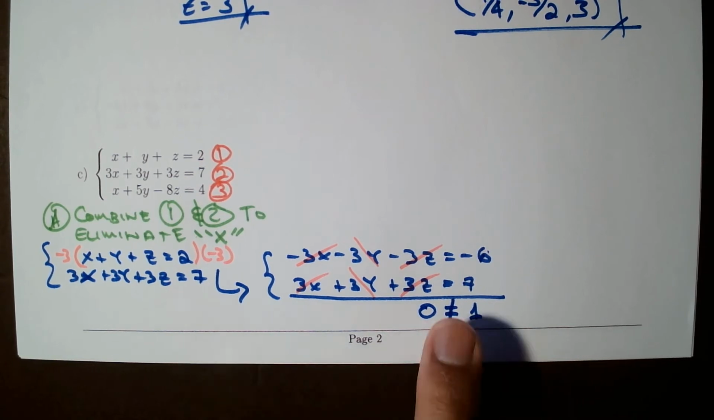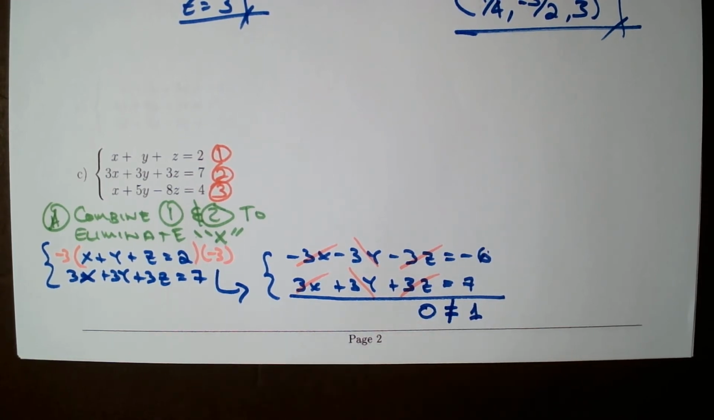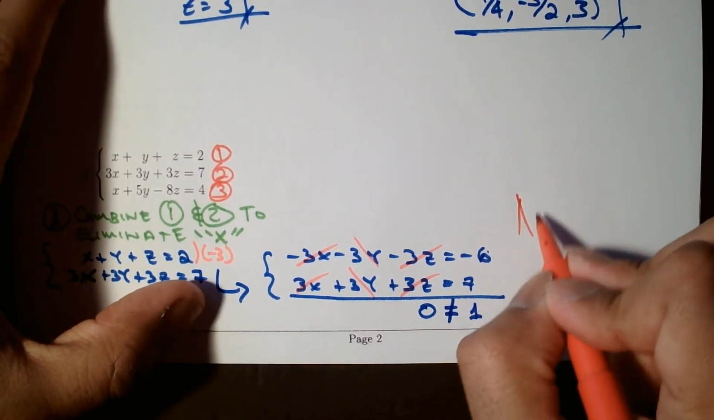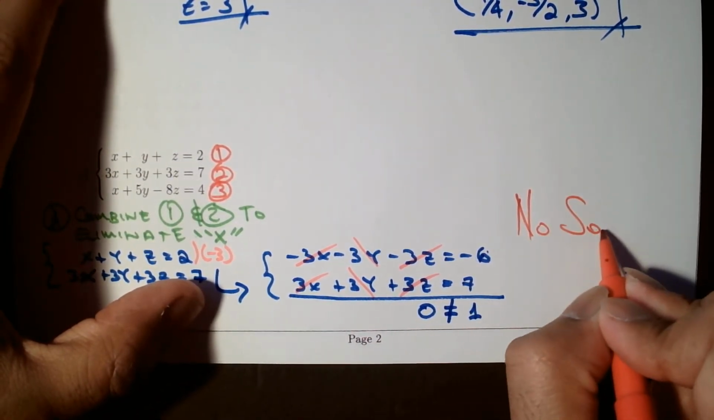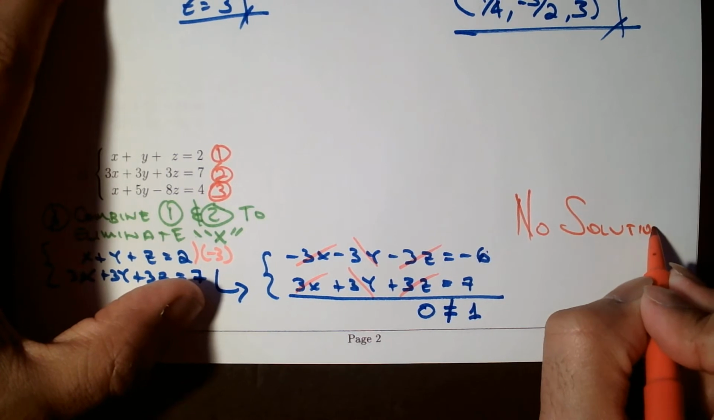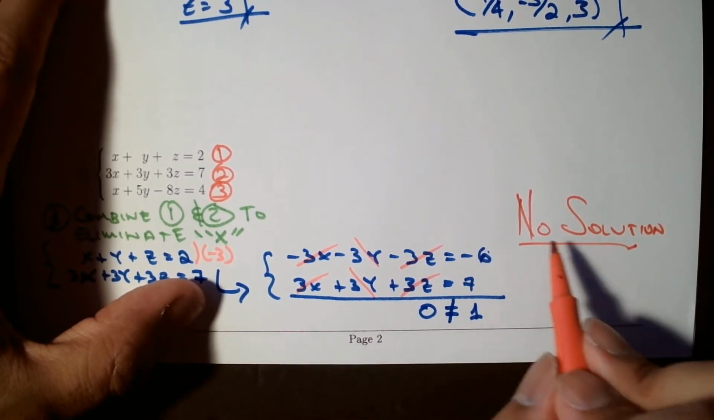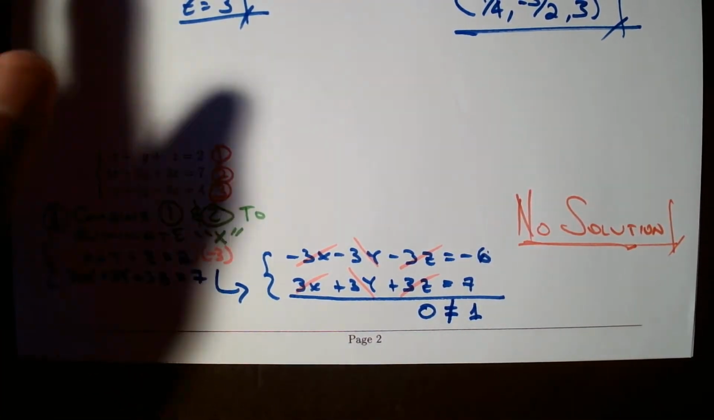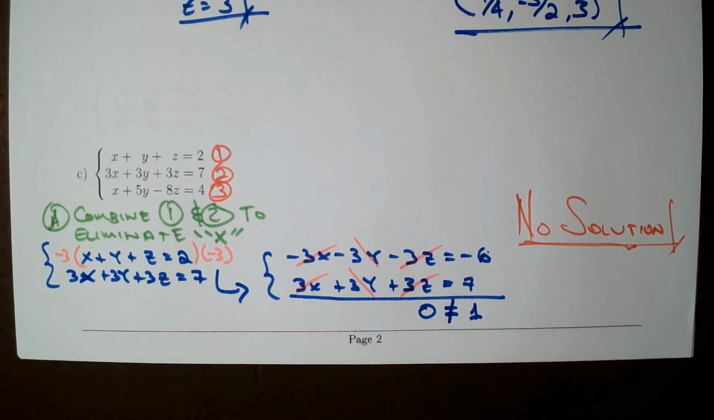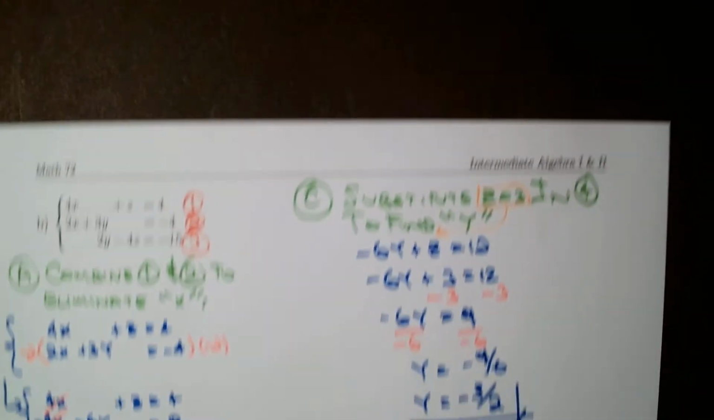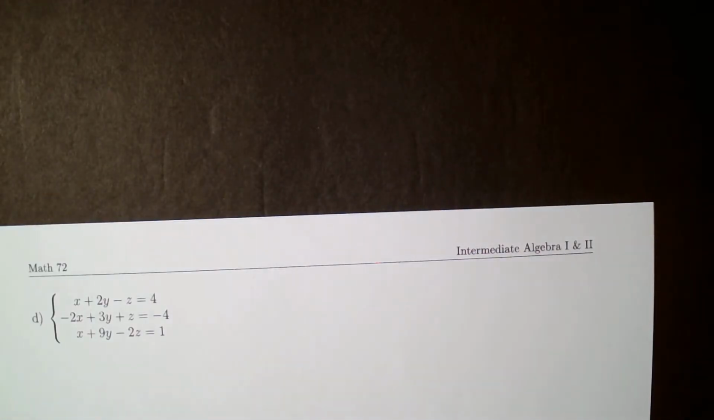This is a contradiction. When we have a contradiction right here, what does that mean? Well, no solution. So that's one of the cases in which the system of equations has no solution. There's another kind of case, which is going to be the one on the next page.